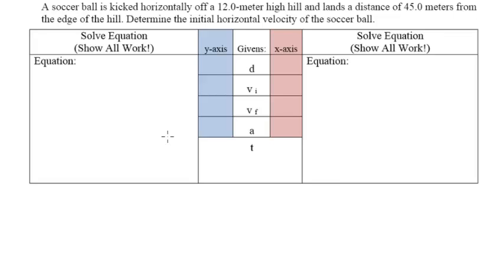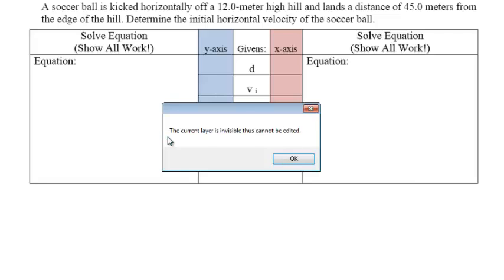A soccer ball is kicked horizontally off of a 12-meter high hill and lands a distance of 45 meters from the edge of the hill. Determine the initial horizontal velocity of the soccer ball. Now, I've given you a different style of guess technique, but to be honest, I am going to draw a cartoon anyway.